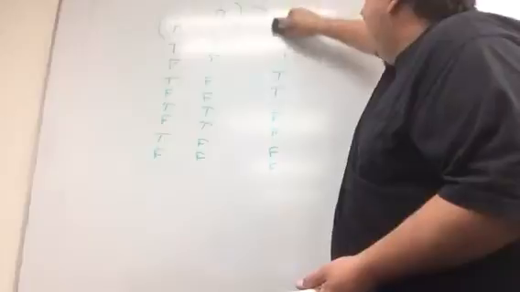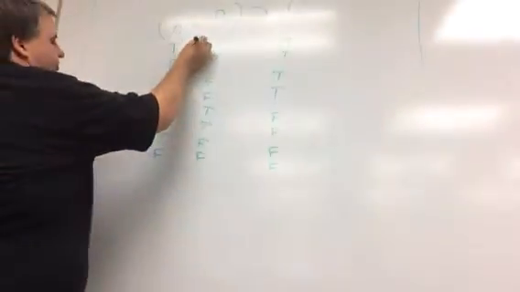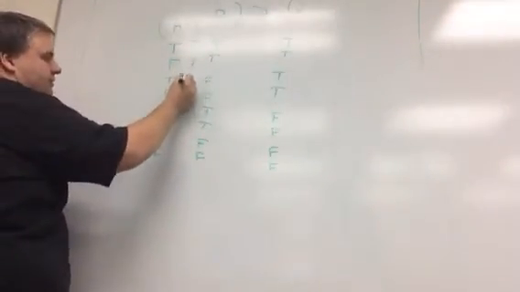Now we do this where we say, okay, so true wedge true is true, false wedge true is true.